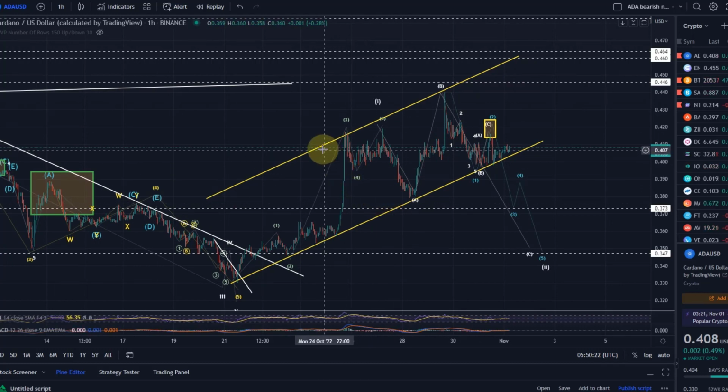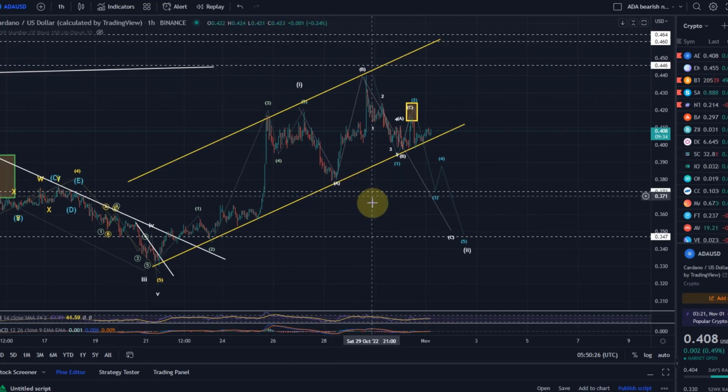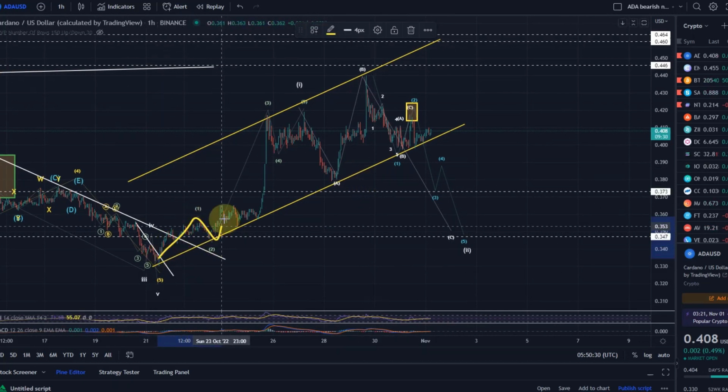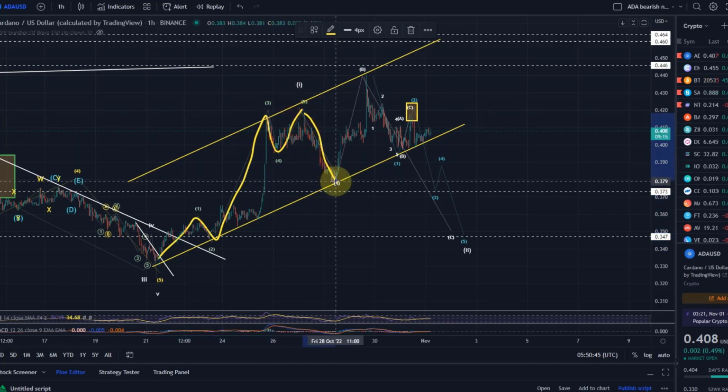I did say that in previous videos, and if I want to count this as an impulsive wave structure, I would have to count this as a 1-2 setup, then here the wave 3, 4 and 5. The wave 5 was very short. It did fulfill the minimum requirements, but it was a bit short, so it's not ideal. Then, of course, we could say that this here was a wave 2 to the downside, after we finished a wave 1 here. Then here a wave 2 that bottomed at around 38 cents.